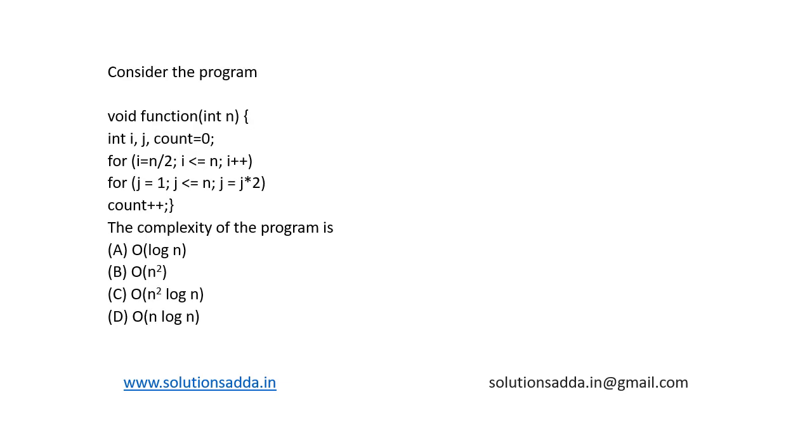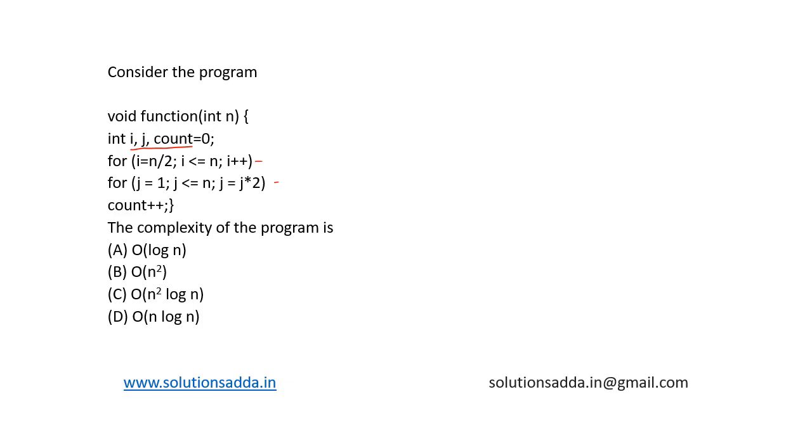This is a question from programming. Consider the program, and we are given a function which is accepting an integer n, and there are two other integers i, j, and one more integer count which is initialized to 0. Now two loops are given. One loop is for i equal to n by 2, i less than or equal to n, i plus plus. Another loop is for j equal to 1, j less than or equal to n, j equal to j into 2, and count plus plus. What is the complexity of the program?